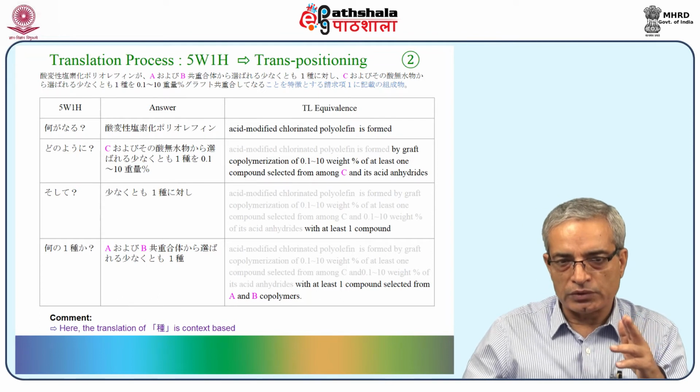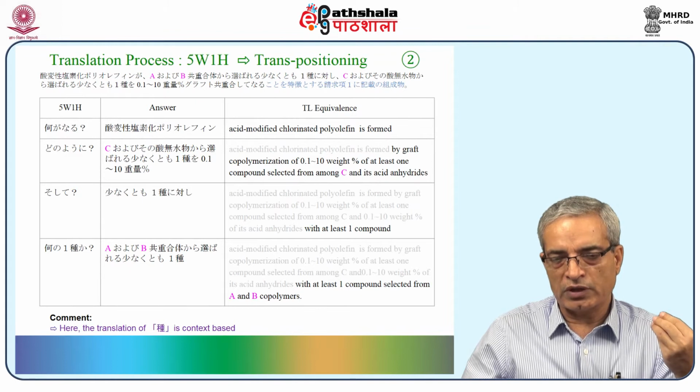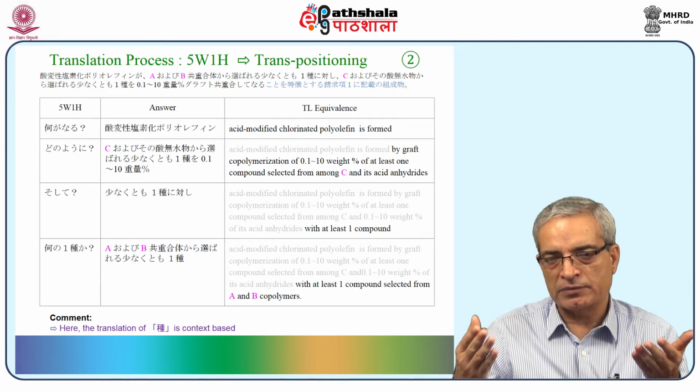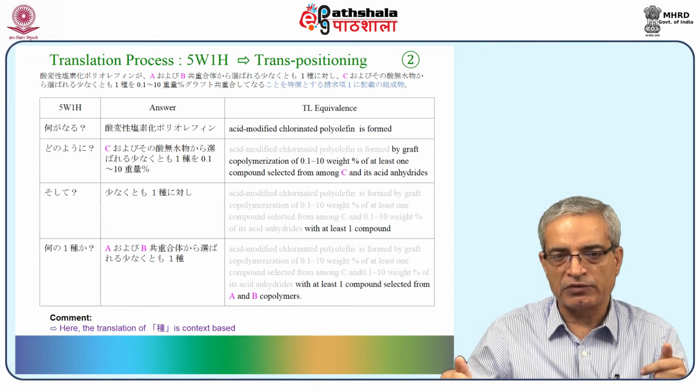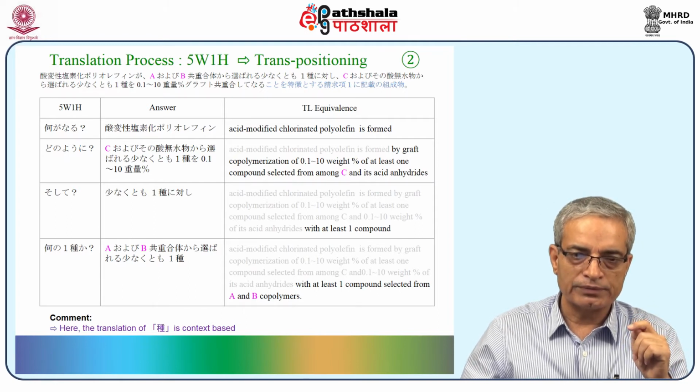Now "shu" is translated as "variety". When you come across this word for the first time, you think in your mind it's variety, but when you read the context, you'll find it should be replaced by something from the context. In this particular case, it's getting replaced by "compound".